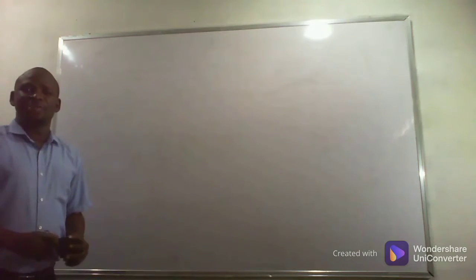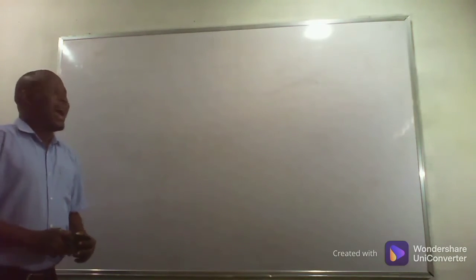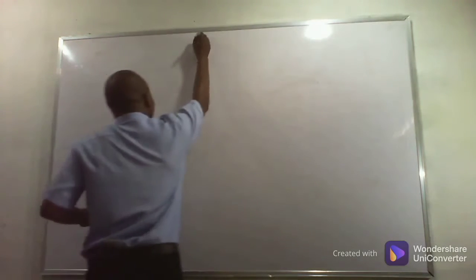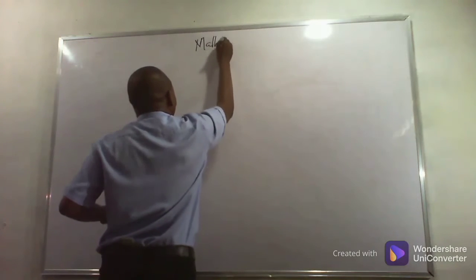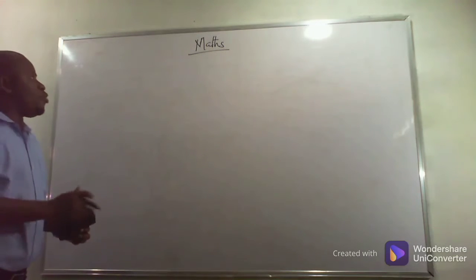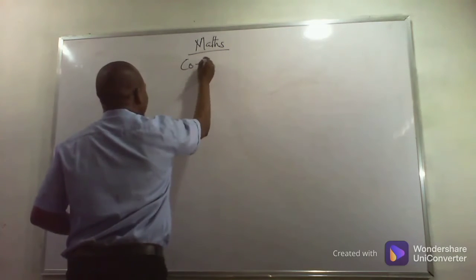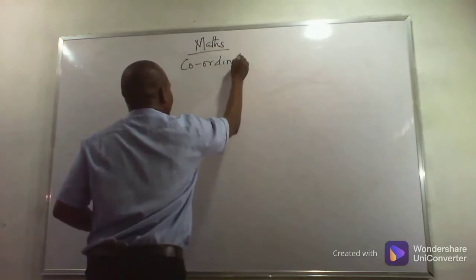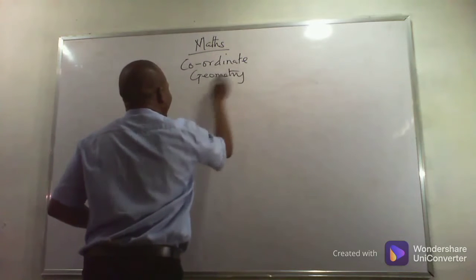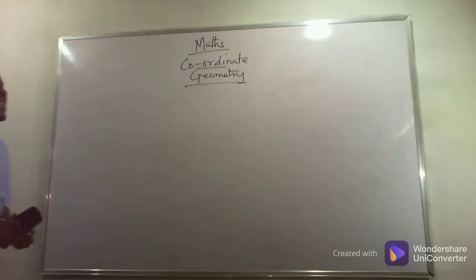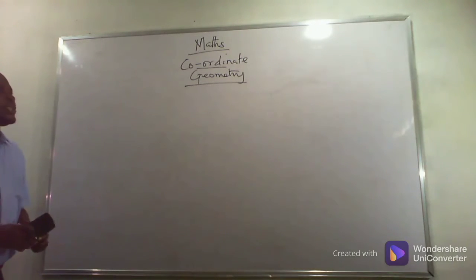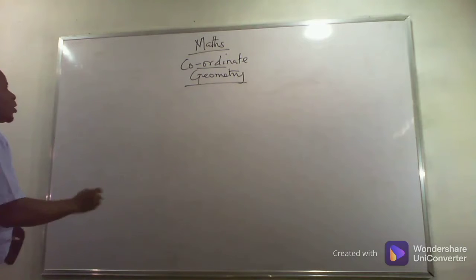We want to start a series on JAMB revision, and today I'll be looking at the subject mathematics. We want to start this revision class looking at coordinate geometry. The reason I chose this topic is it comes out frequently in JAMB questions. Let's begin with the first subtopic there.